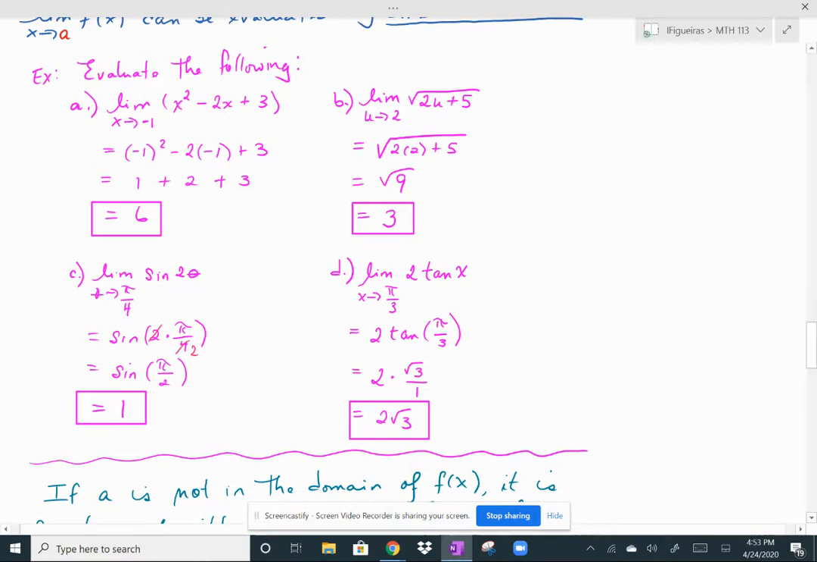Okay, now I'm here on the right. I want to evaluate the limit as x approaches pi over 3 of 2 tangent of x. So we just talked about tangent a few minutes ago.